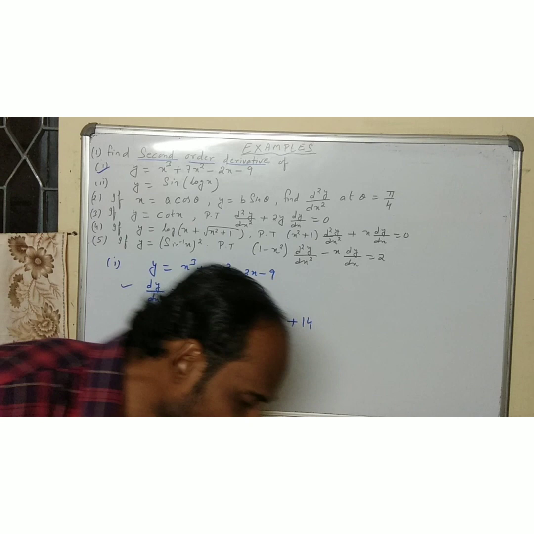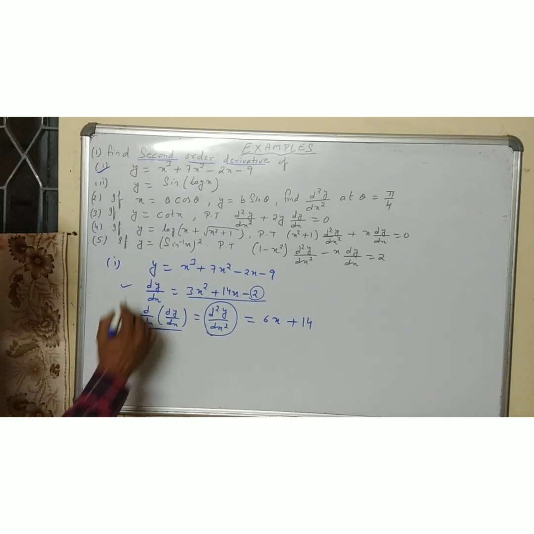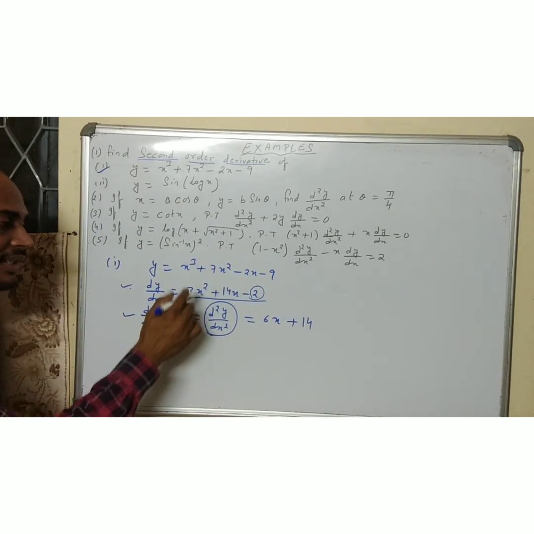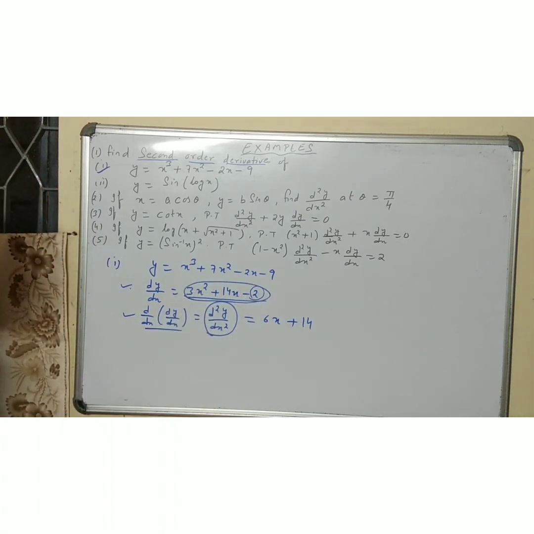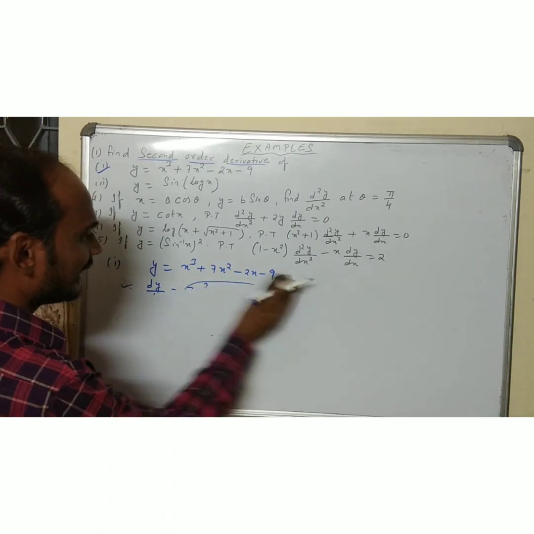So in this way you can find the derivative, you can see it is very easy. First you need to find the first derivative, then find the derivative of the first derivative which you have got. That is called the second order derivative. Now the second question.